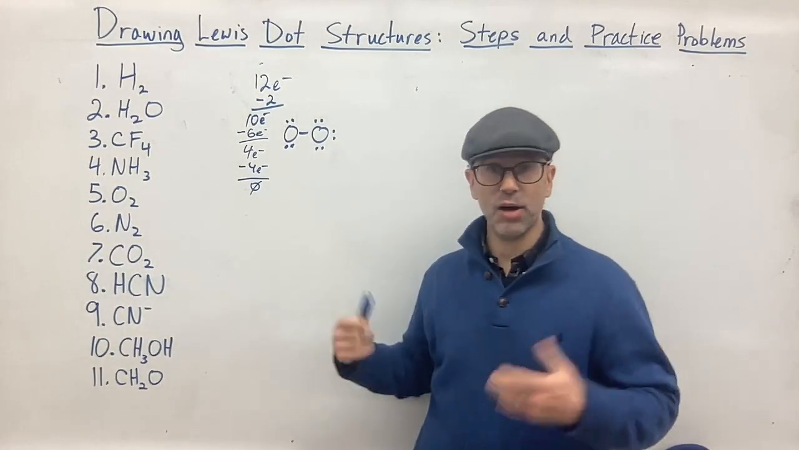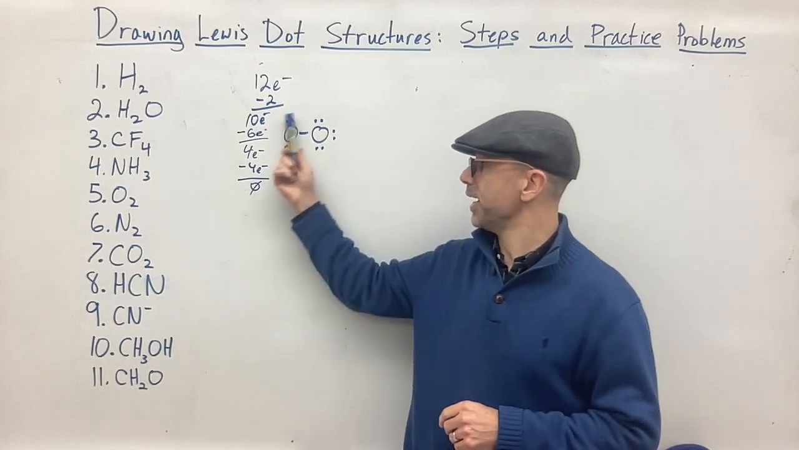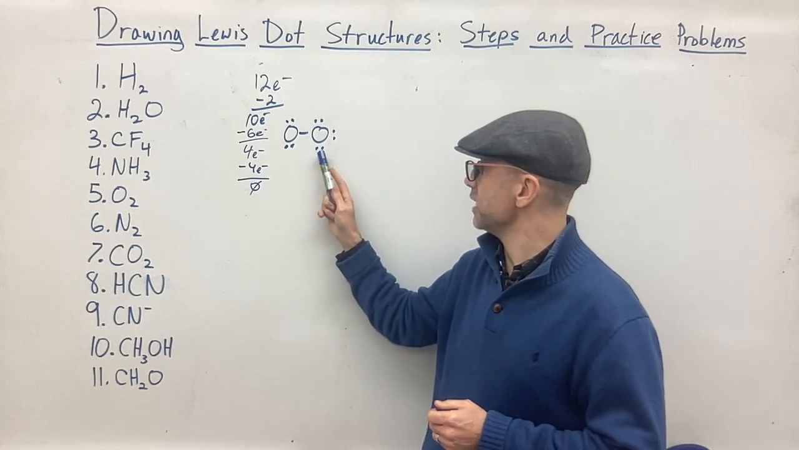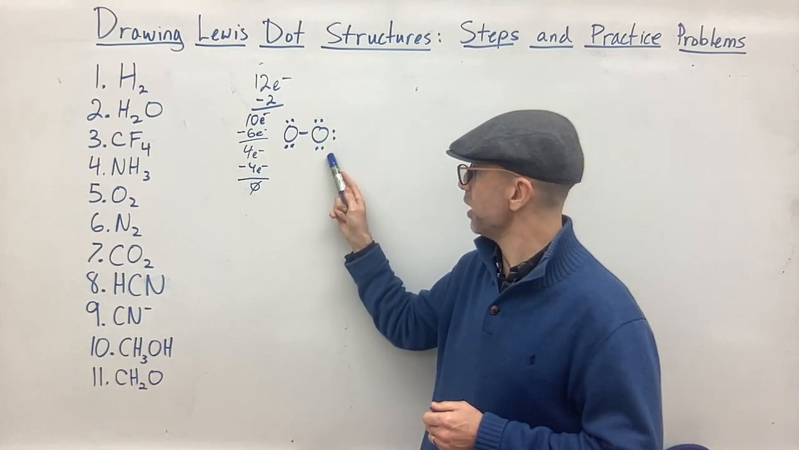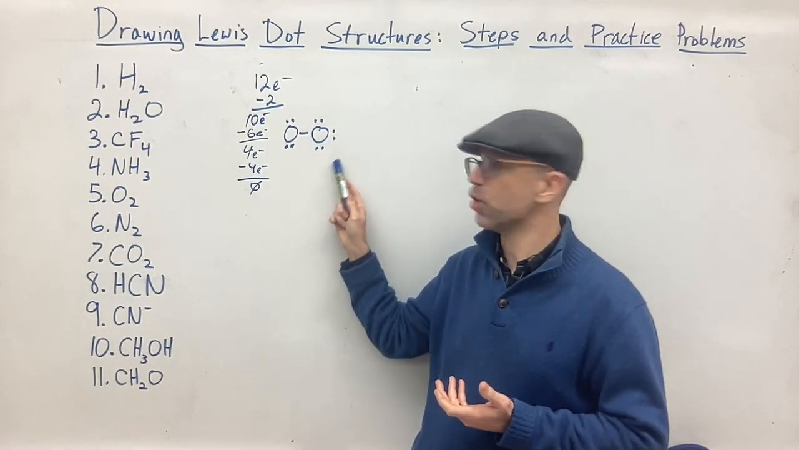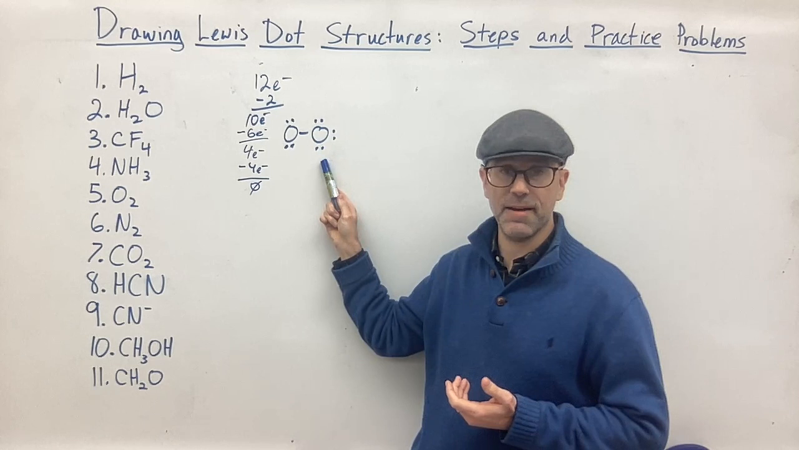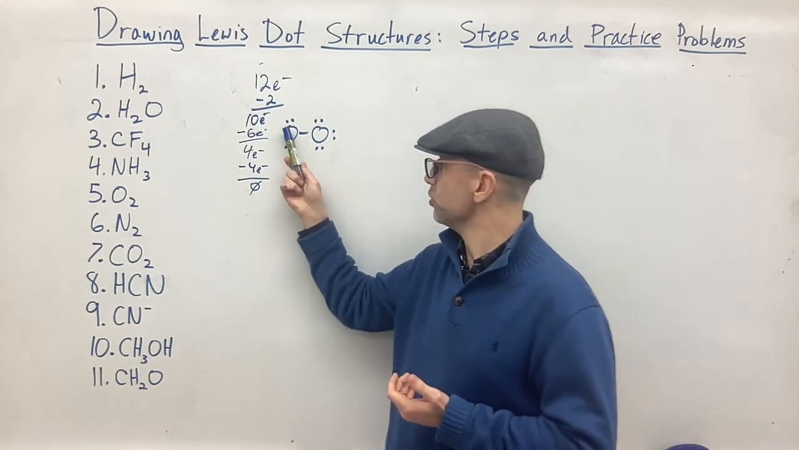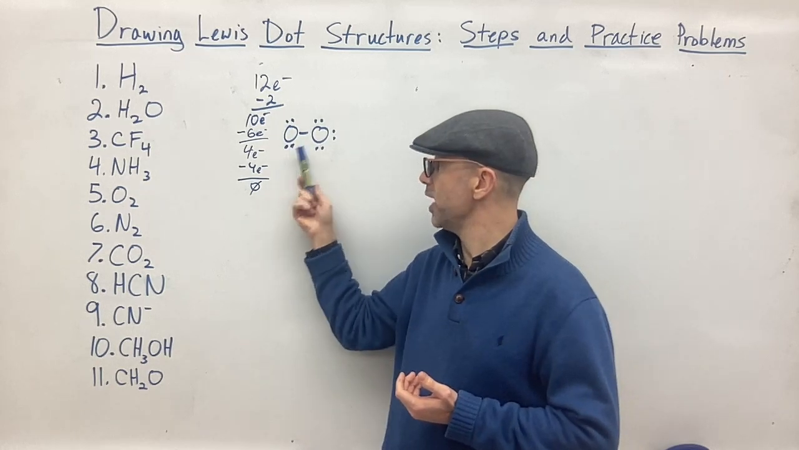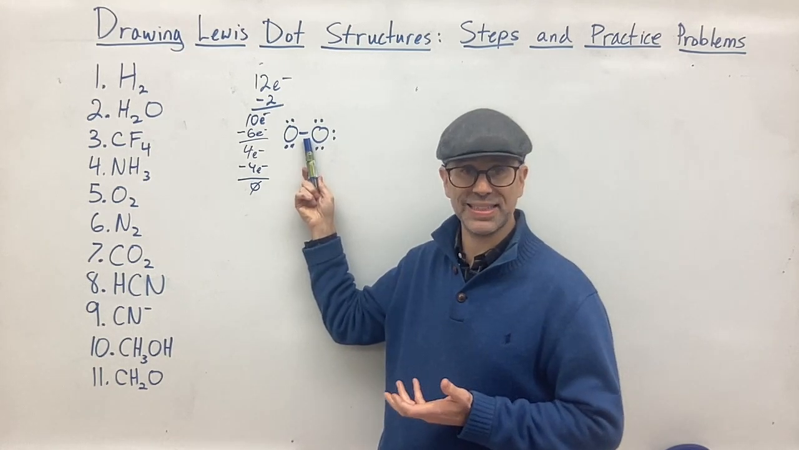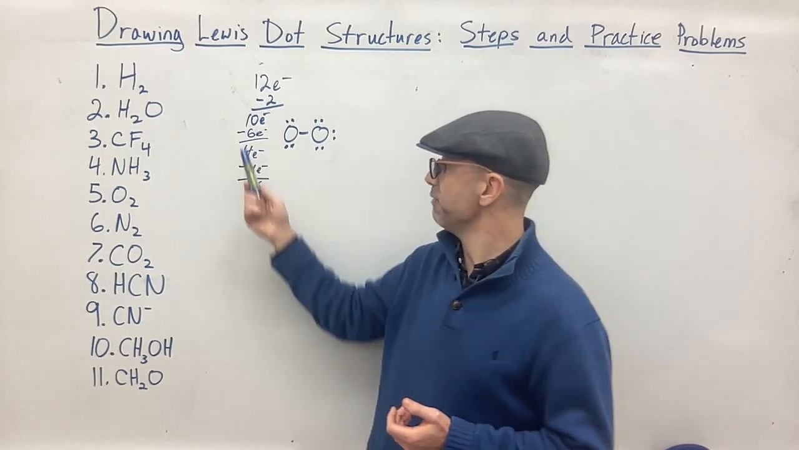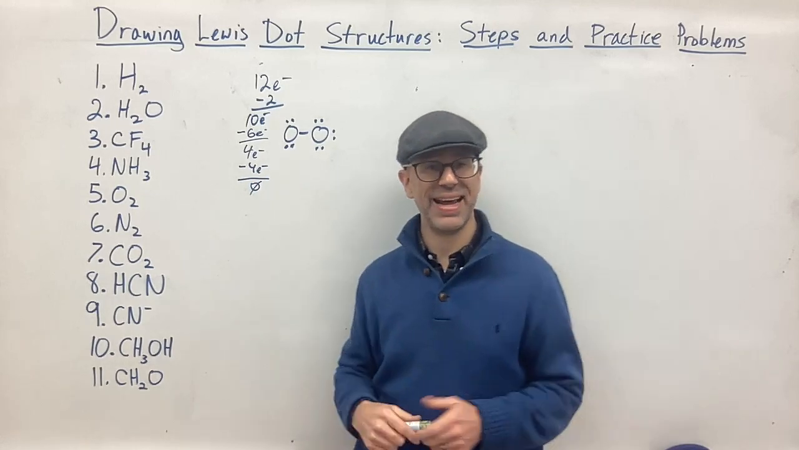Now step 5, I want to double check my Lewis dot structure here, make sure everyone's happy with an octet. This oxygen has 3 lone pairs. That's 6 electrons plus the bond, that's 2 electrons there. So this oxygen is happy with an octet. But notice that this oxygen only has 2 lone pairs and a bond. So 2 lone pairs, that's 4 electrons. The 2 electrons from the bond, that's 6. So this one is not happy with an octet. But I don't have any more electrons left over, so I can't add any more.